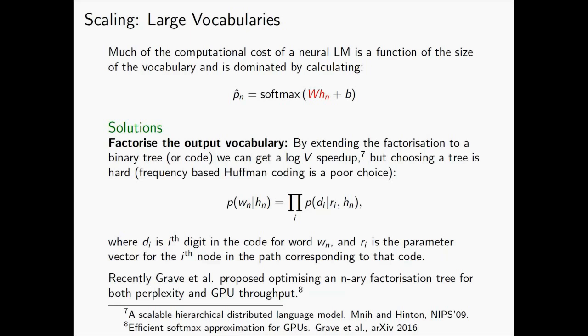I've also thrown in a reference at the bottom to a recent paper from the Facebook group, which looks at ways of learning this sort of hierarchical factorization specifically to optimize for a GPU. So rather than using binary trees, they actually use n-ary trees that are not balanced, and they specifically try and optimize for the GPU, and they get quite good results.